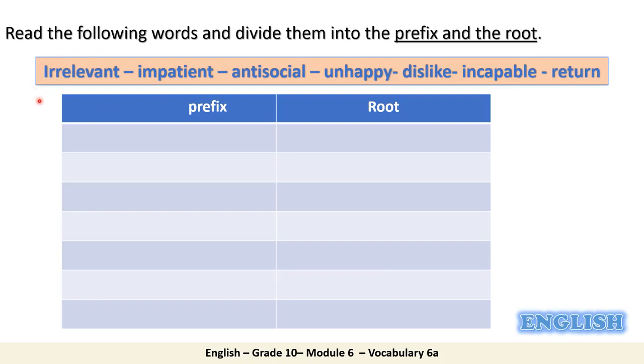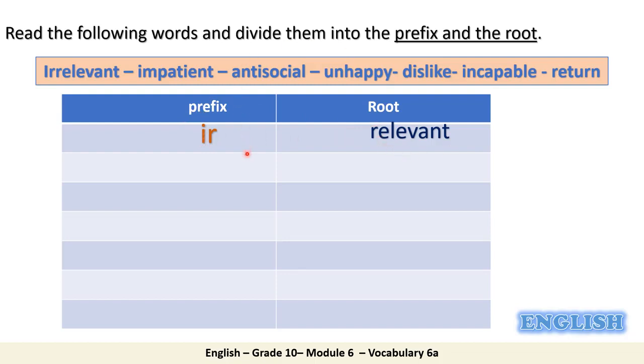That's correct. We can divide them into two parts. So what are these two parts? They are the prefix and the root. So let's start with the word irrelevant. For example, what is the prefix here? So it is ir, and the root of the word is relevant. So ir is the prefix and the root is relevant.